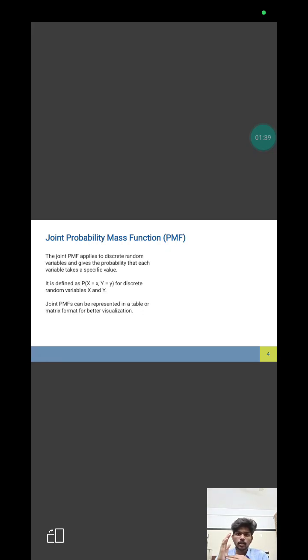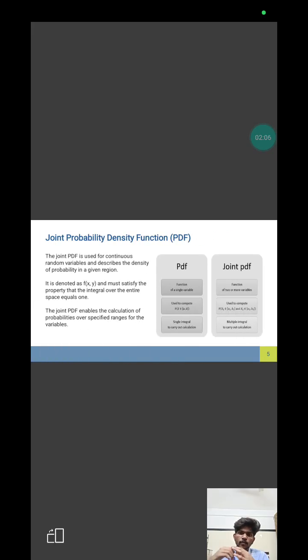The joint PMF, probability mass function, applies to discrete random variables, and it gives the probability that each variable takes a specific value. It is defined as P(X = x, Y = y) for discrete random variables X and Y. Joint PMF can be represented in a table or a matrix format for better visualization.